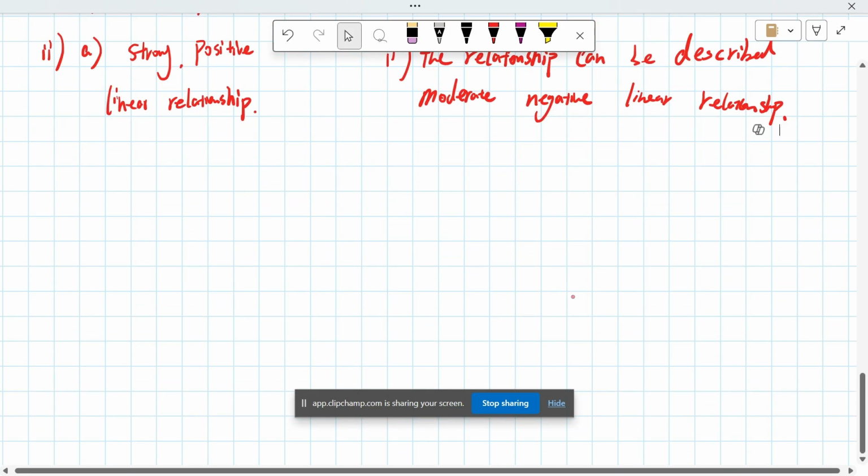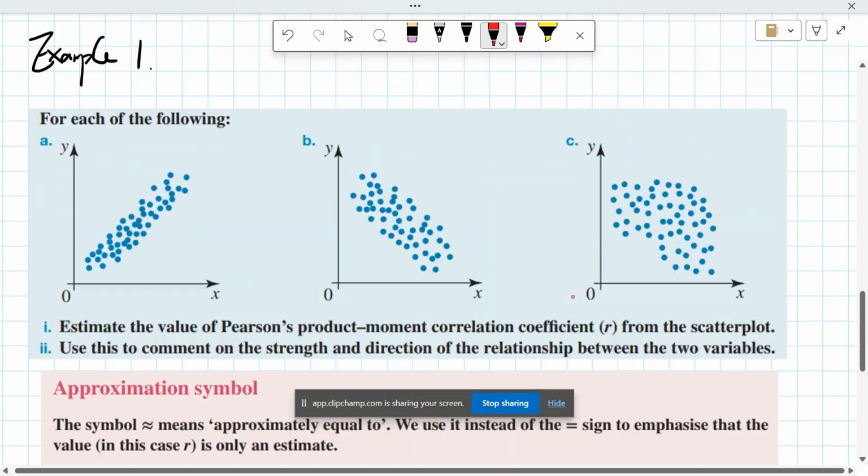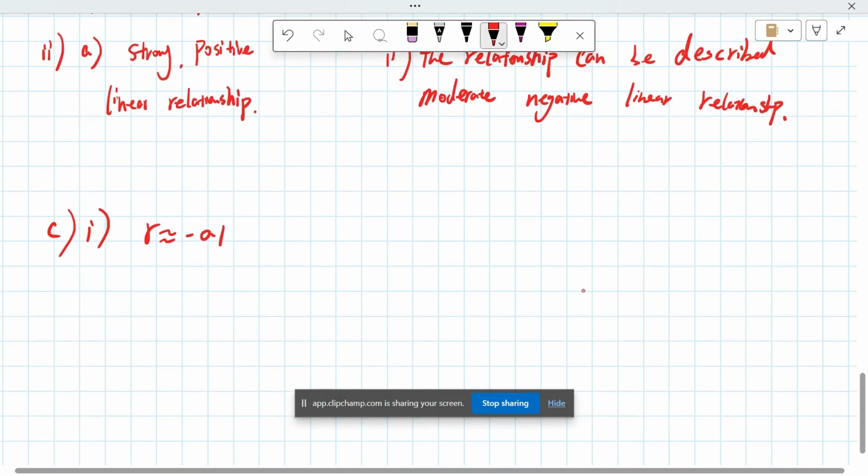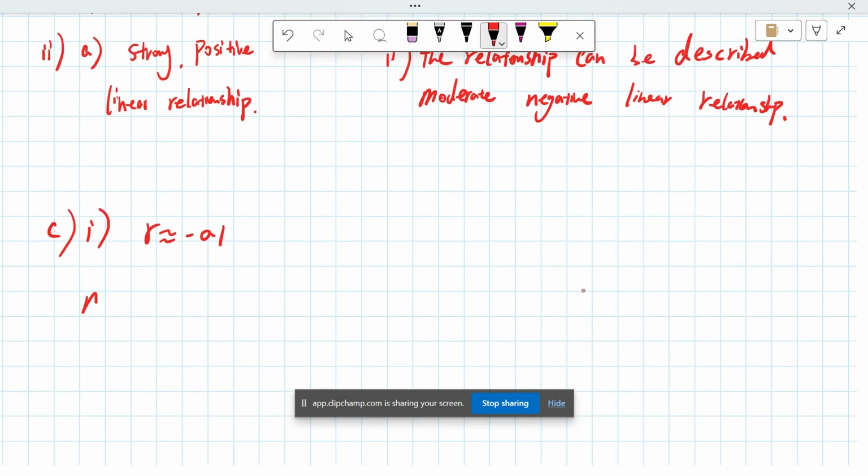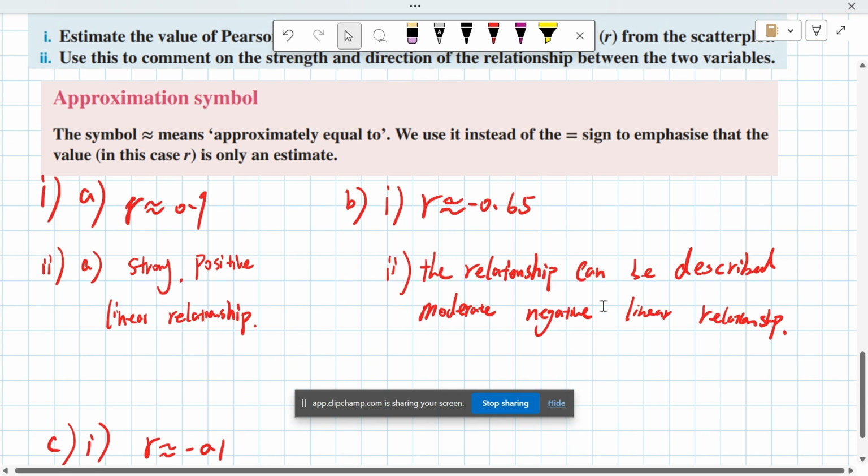C will be around maybe negative as well, so approximately equal to negative 0.1, if I say. And that will be no linear relationship. So hopefully that makes sense for you guys.